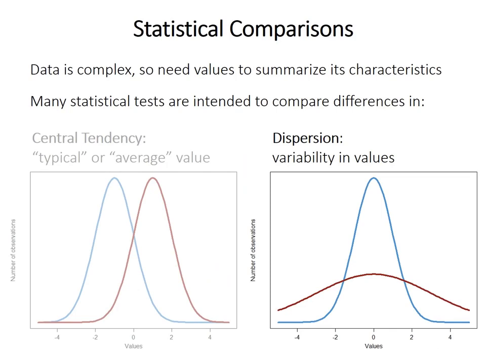Statistical samples contain many individual observations or measurements, and therefore it's important to have some kind of value that can summarize the characteristics of that complex data. You learned in the previous video about measures of central tendency, the average, and this video introduces measures of dispersion or variability in the values of a data or sample. We'll move on to statistical hypothesis testing of those measures later on.